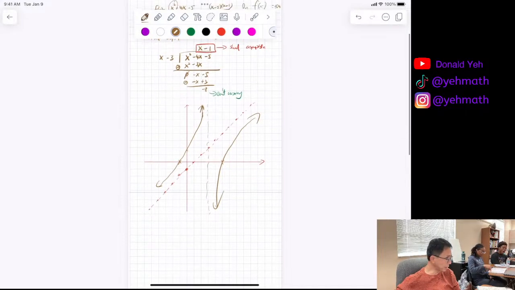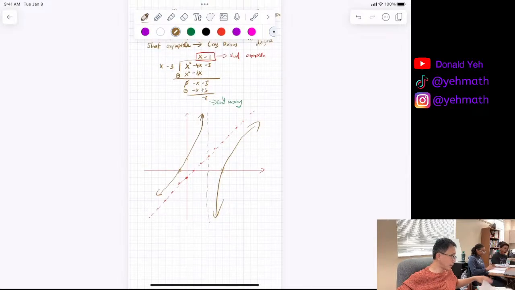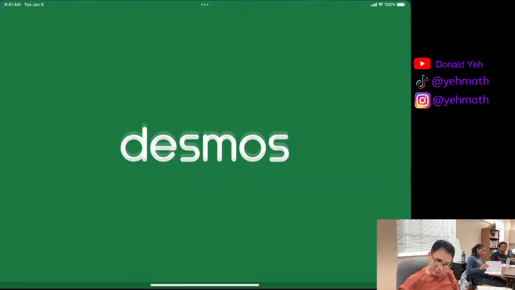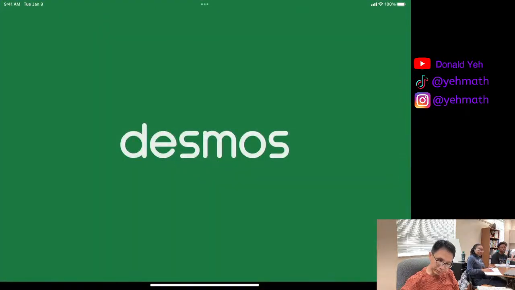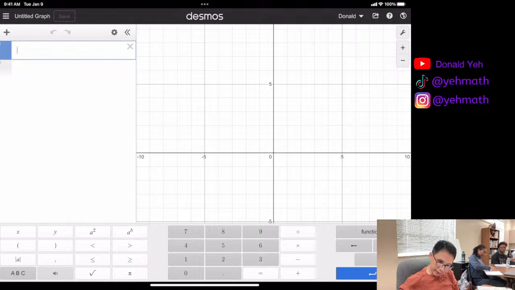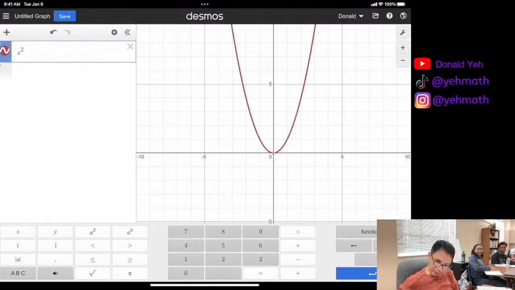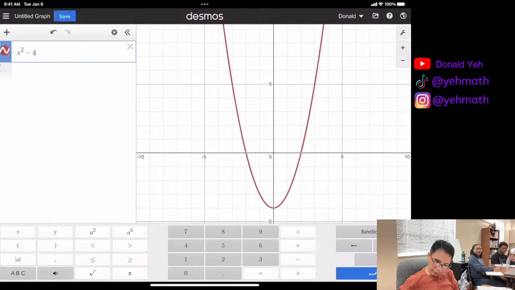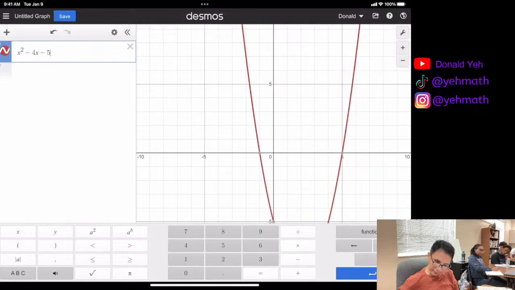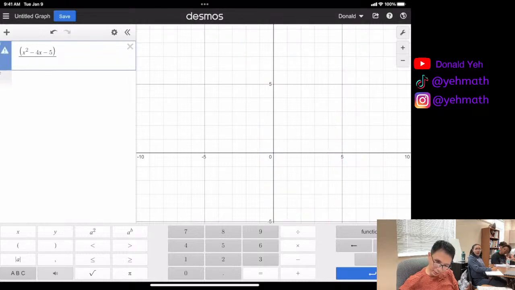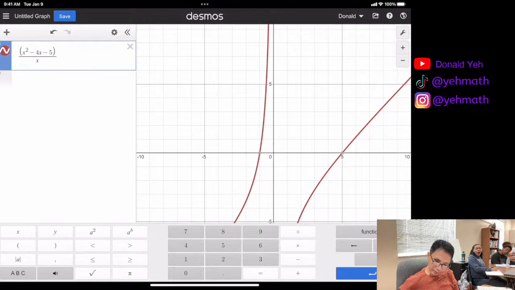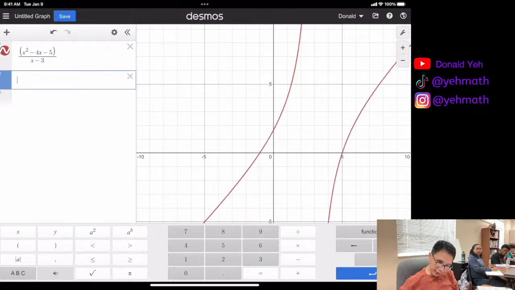Okay, so I'm gonna let you practice this one. I'm actually gonna graph this one on the decimals. So x squared minus 4x minus 5, right? Is that right? Divided by what? Minus 3. And if you see that x plus 1, oops, x minus 1.